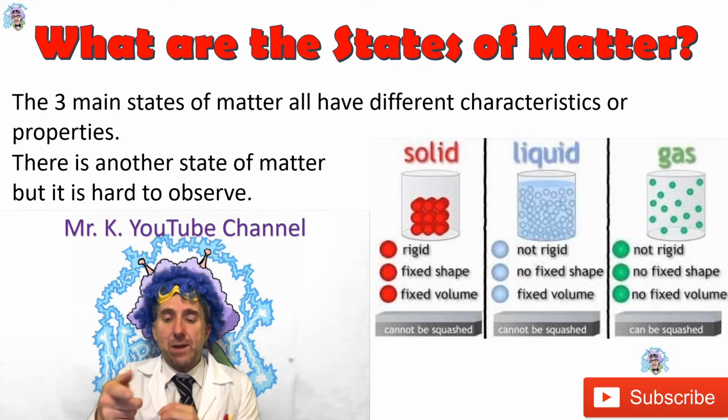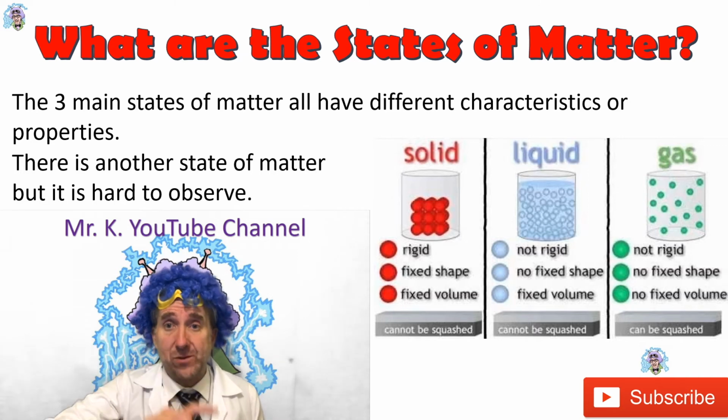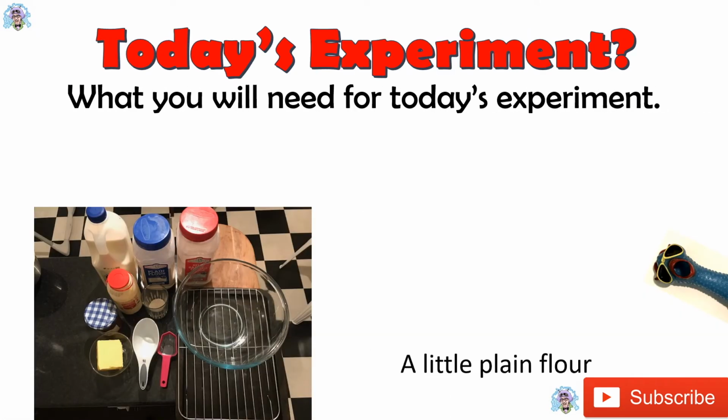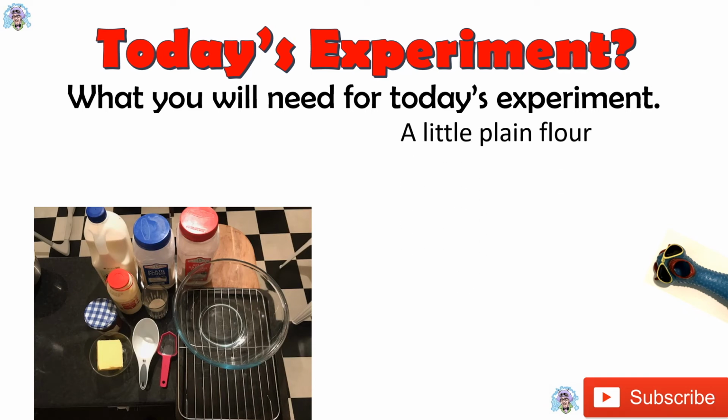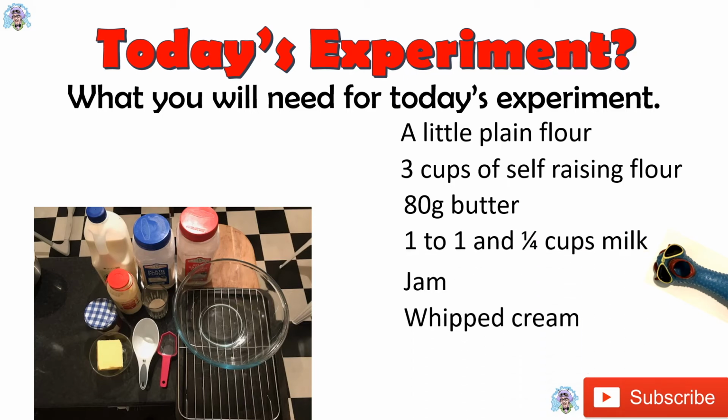Okay, let's keep going. We're going to talk about your activity now. The first thing we're going to talk about is what you need to do your activity today. So first of all, you will need a little plain flour. You'll also need 3 cups of self-raising flour, 80 grams of butter. You'll also need 1 to 1 1/4 cups of milk, jam, whipped cream. Whoa, I'm getting hungry now. And also an oven and a baking tray. And I've included a picture on the screen to help you out as well.